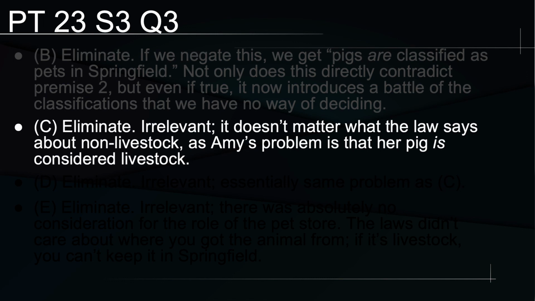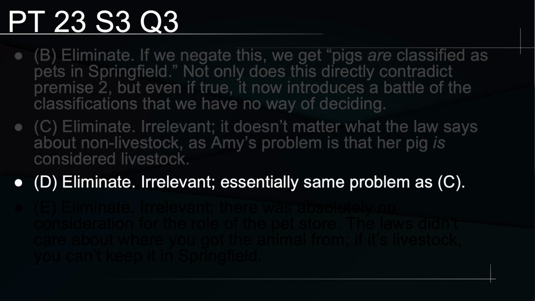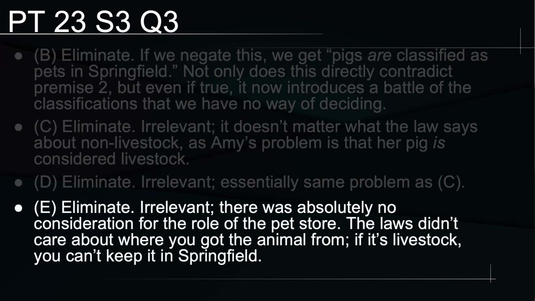So it doesn't really matter what the law says about things that aren't livestock. D is also elimination. It's very similar to C. It's irrelevant. It's just about dogs and cats, which again, our problem is with pigs. It doesn't really matter. And finally, answer choice E, we also eliminate this because it is also irrelevant.